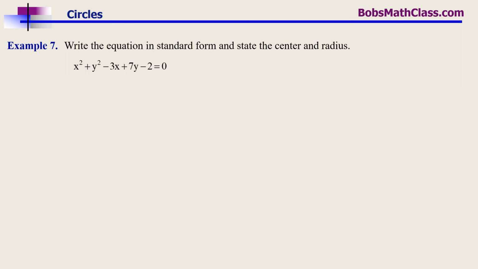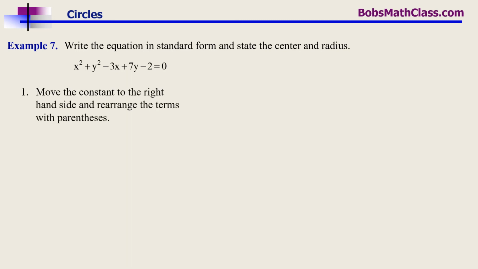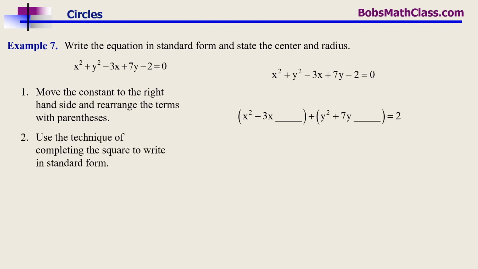This one has fractions. Same process. Move the constant to the right and rearrange the terms. So the 2 becomes positive. We put the x's together and the y's together. Now we complete the square.